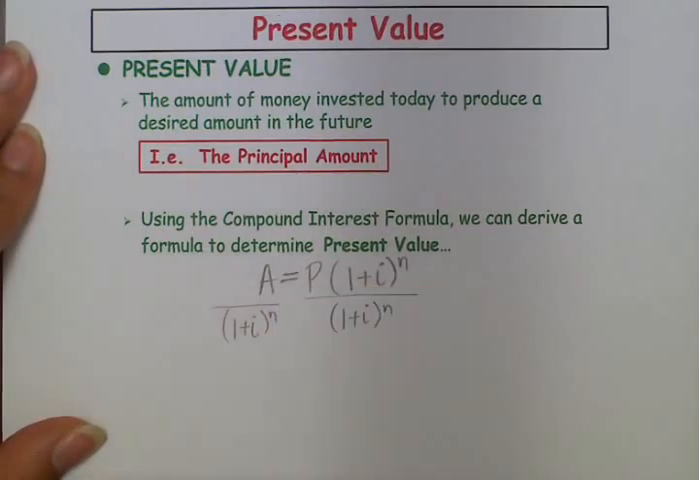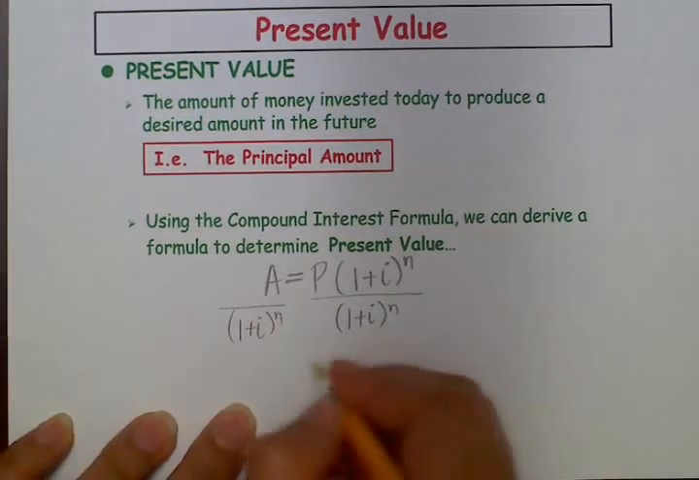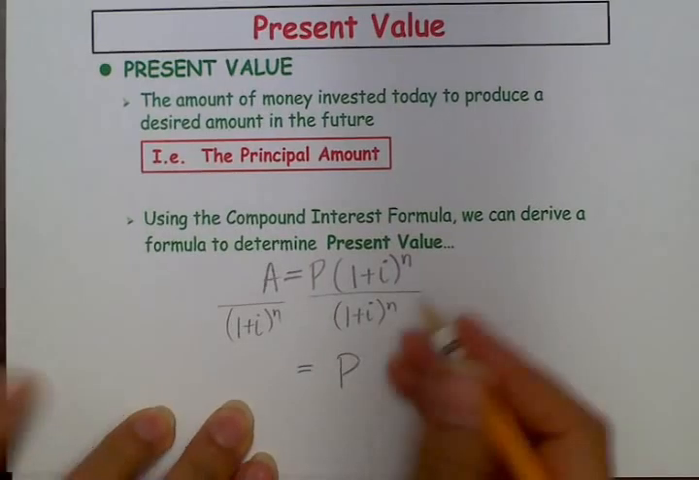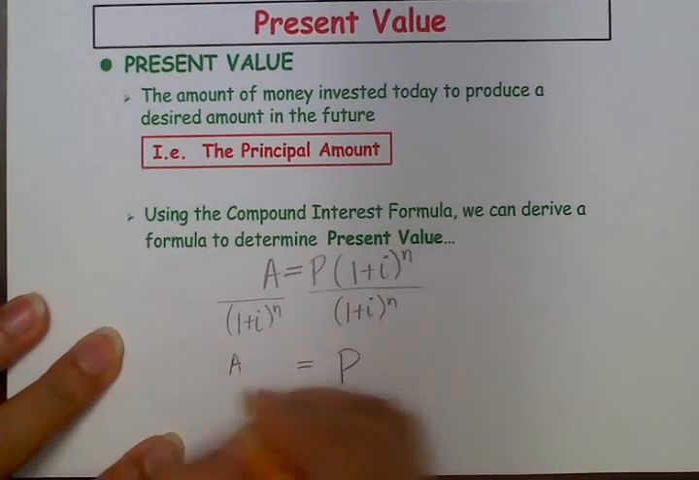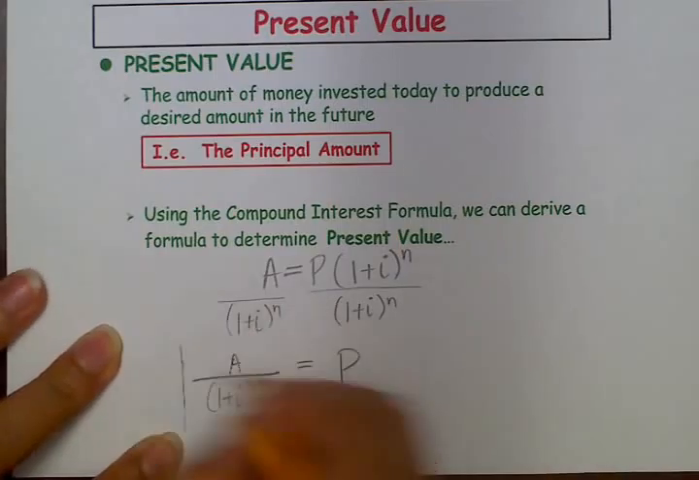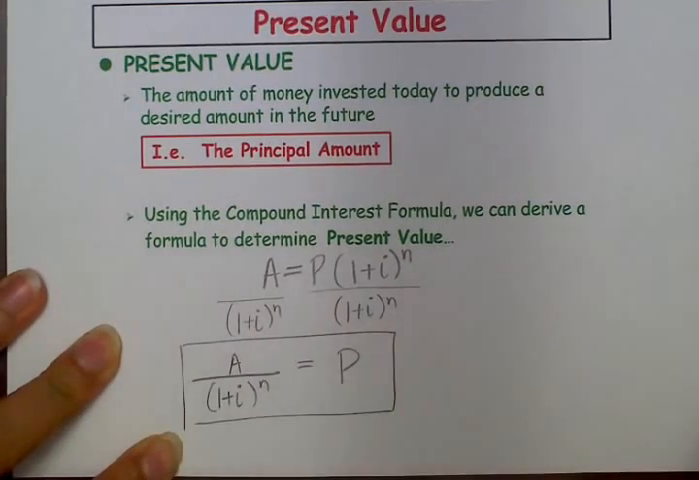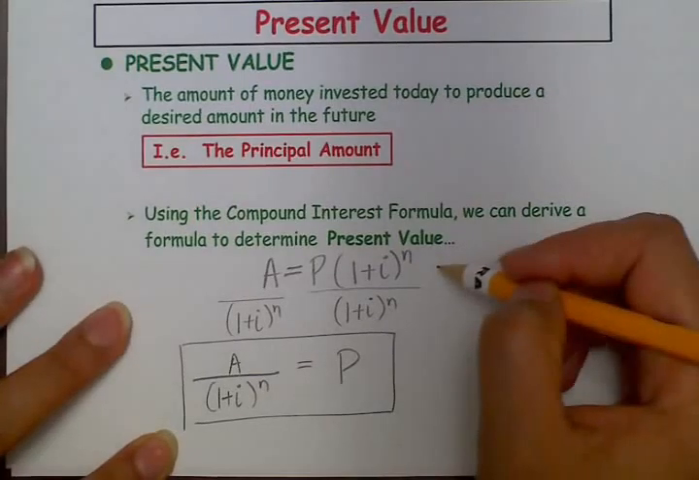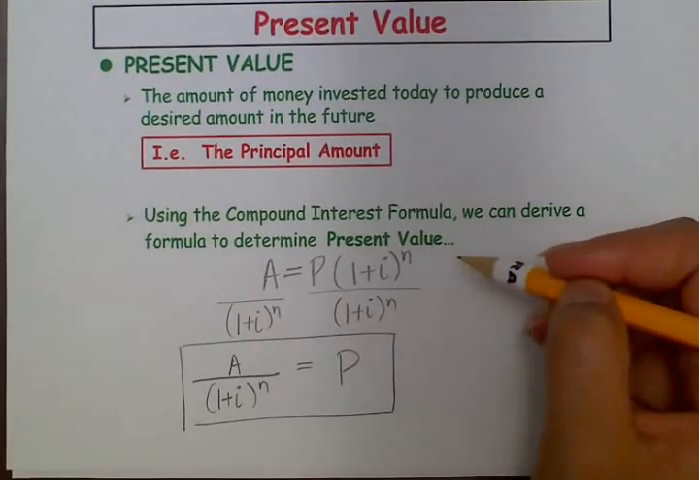And so the formula I get for present value is P equals A divided by 1 plus I to the exponent n. And you don't actually have to memorize this formula because as soon as you know the compound interest formula, you just need to rearrange the equation to find the principal amount, okay, or the present value.